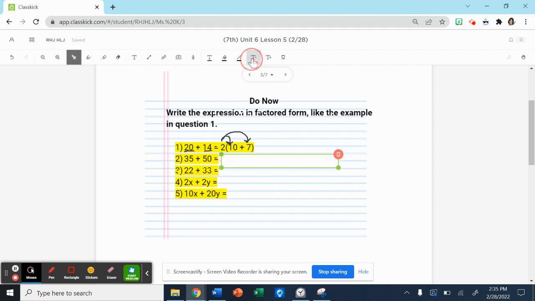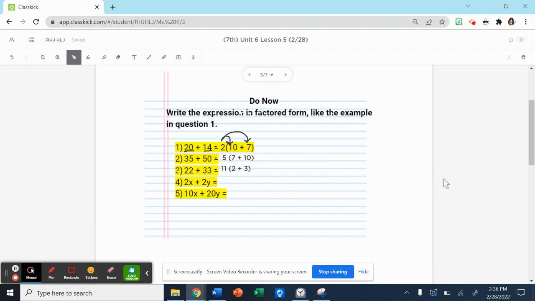So, for example, when I have 35 plus 50, I know that a common factor, a number I can multiply by to get both 35 and 50, is 5. I know that 5 times 7 is 35, and 5 times 10 is 50. And so I can rewrite my equation as 5 times 7 plus 10. That will get 35 plus 50 if I were to distribute. I can do the same thing in question 3. A common factor between 22 and 33 is 11. And so I know that 11 times 2 is 22, and 11 times 3 is 33.